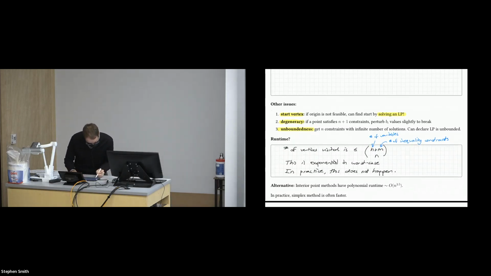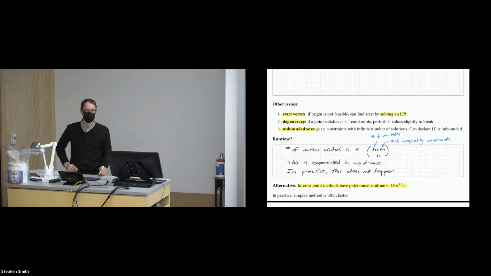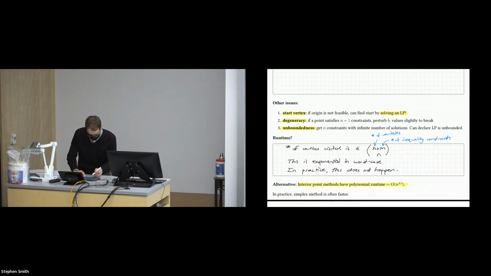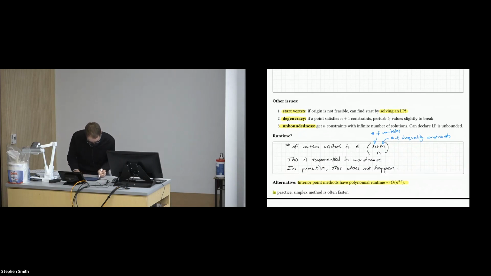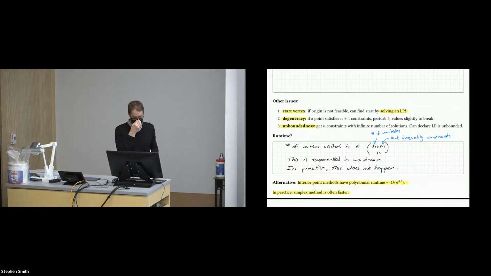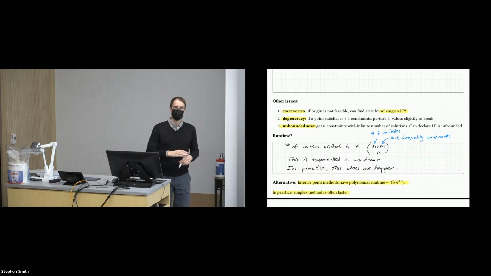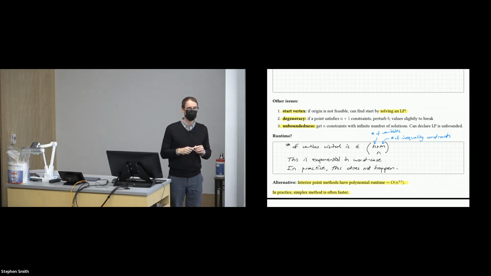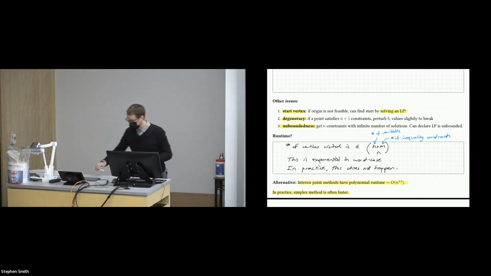But anyway, interior point methods have polynomial runtime. The true expression is a little bit complicated, but this gives you the idea. But in practice, simplex method is often faster. So that's, I think, all I wanted to say on linear programming.